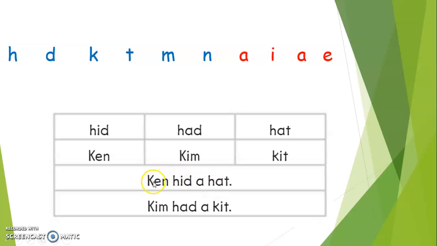Remember, our sentences when we write begin with an uppercase letter and end with a period or a punctuation mark of some sort. Let's decode, which is sound out, and read this next sentence. Kim, had, a, kit. Kim had a kit. And it ends with a period and starts with an uppercase letter.